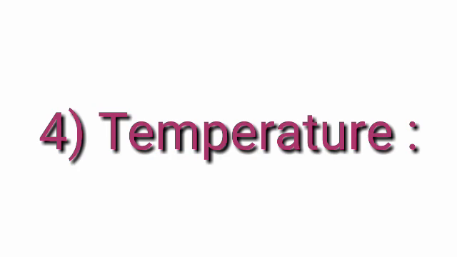Next point, temperature. The Earth's surface gets heat from the sun. As a result, the surface gets heated up. As we move upward from sea level, the temperature of air decreases. The temperature also goes on decreasing from the equator towards both poles.